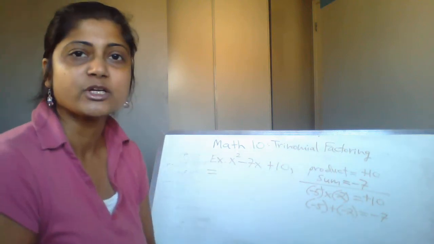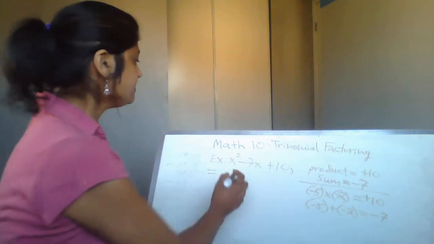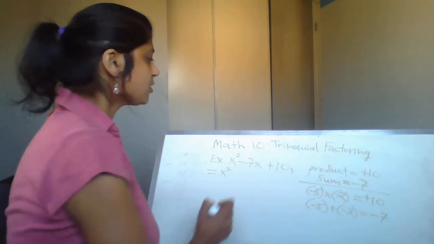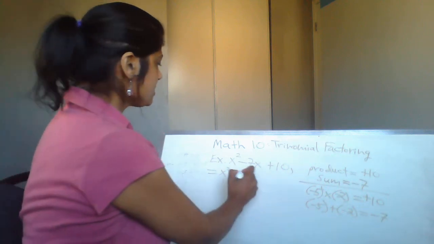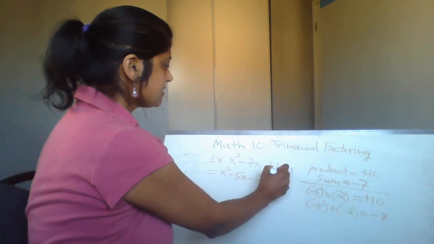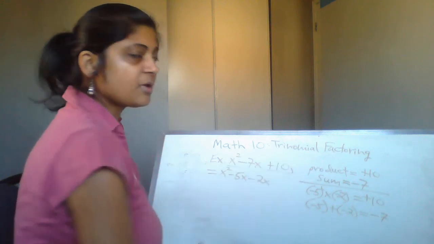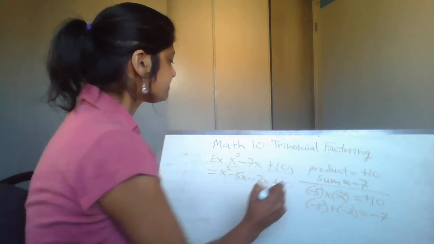So one more time, we're going to show our steps here, okay? So I'm going to keep the x squared the same. Okay, we are breaking down our two factors here. So we got -5x, -2x, and this last term, which is the +10, we're going to keep the same. Okay, so I'm going to put +10.